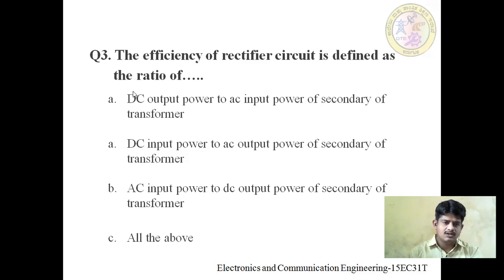Let's see the options. First option, DC output power to AC input power of a secondary of a transformer. Second option, AC input power to AC output power of a secondary of a transformer. Third option, AC input power to DC output power of a secondary of a transformer. The fourth option, all of the above. So think which is the correct one. I told you what efficiency means. Efficiency means the output power to the input power, and here we are dealing with the rectifier efficiency. So you must remember what the output of a rectifier is and what the input for the rectifier is. Then you can easily answer this question.